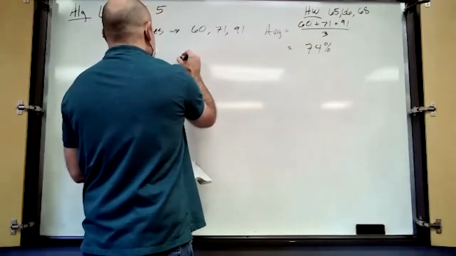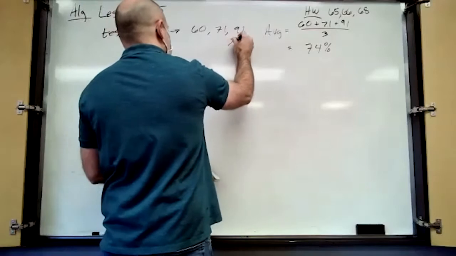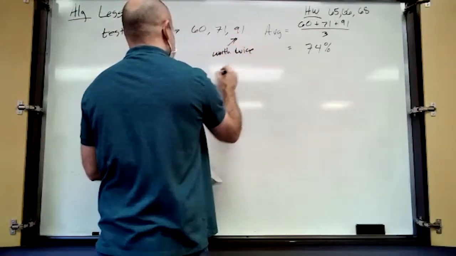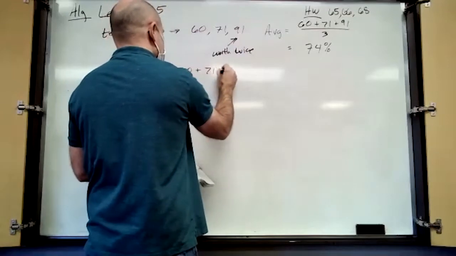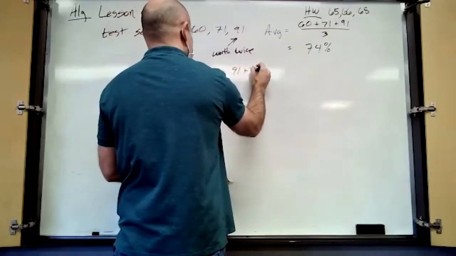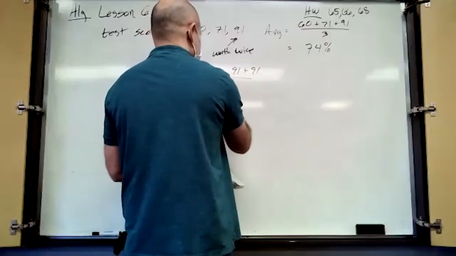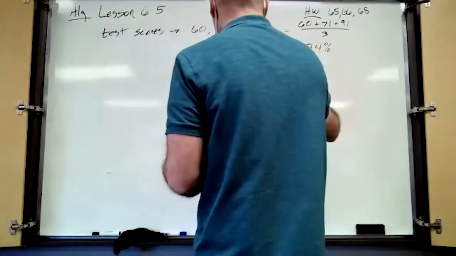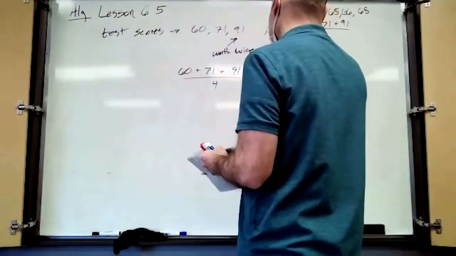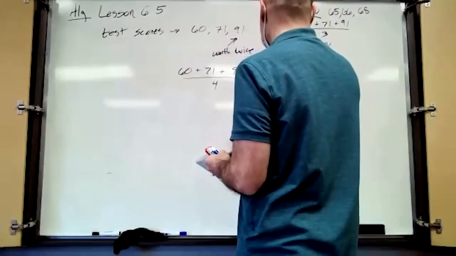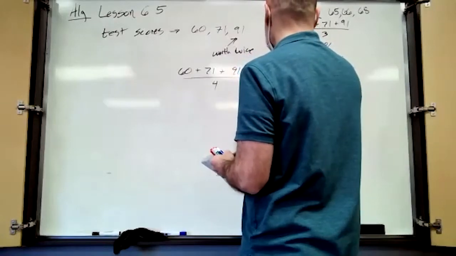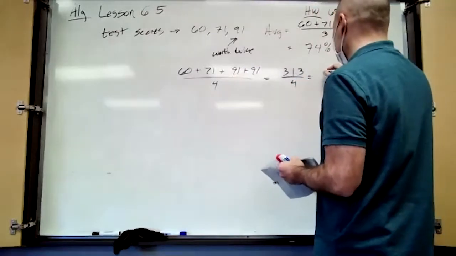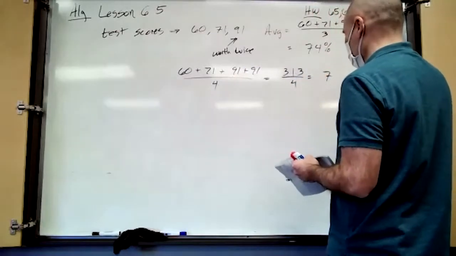Okay. So this is worth more. So if I said this is worth twice as much, then I would say 60 plus 71 plus 91 plus another 91, all divided by, this time, 4. Then that's different. What is that? 182, 242, 313 divided by 4 is still a 70 something, but let's see if it went up a little bit.